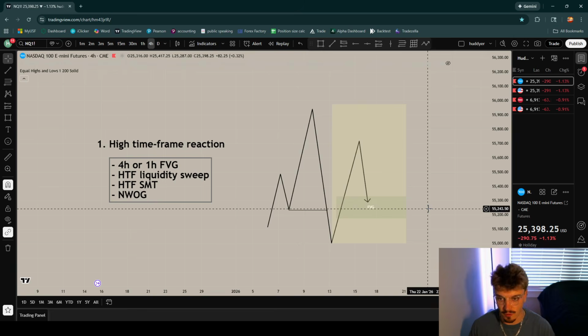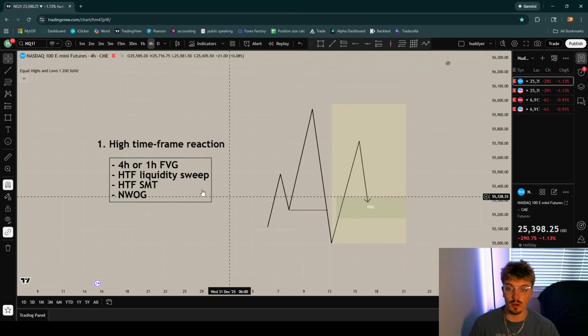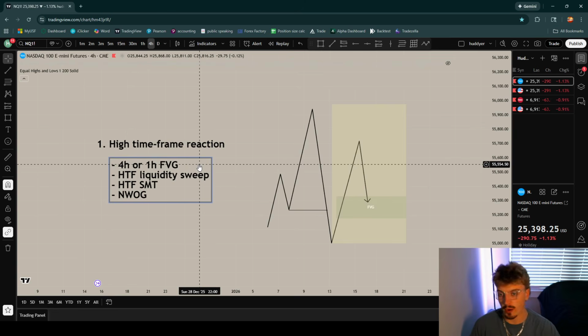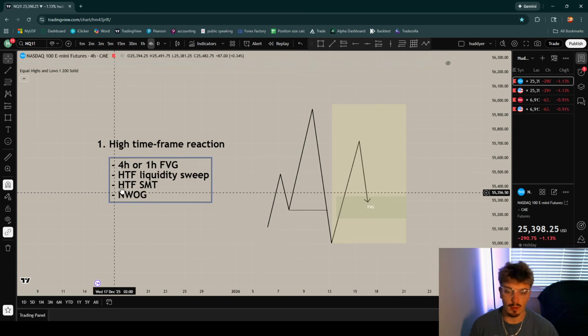Yes, it doesn't follow the specific strategy that I teach, right? But that's where you become discretionary. That's where you flip your bias and you say, okay, we aren't delivering off of some sort of gap, but we have a high time frame liquidity sweep. We have a high time frame SMT. We have a new week opening gap that we're delivering on, something like that, right? So it doesn't always have to be one of these, okay? It doesn't always have to be a 4-hour, 1-hour gap. It doesn't always have to be blah, blah, blah, right?